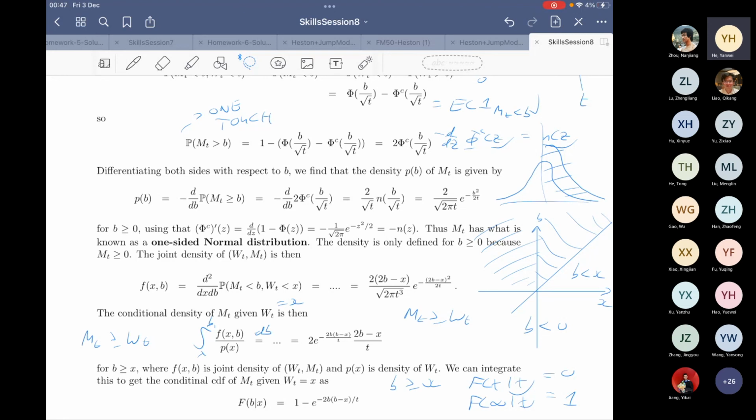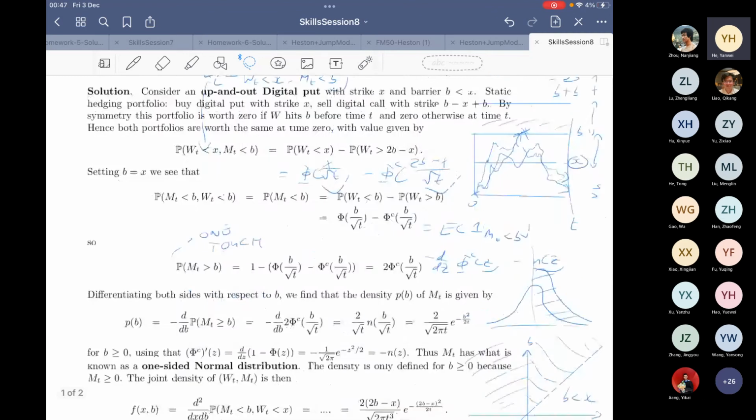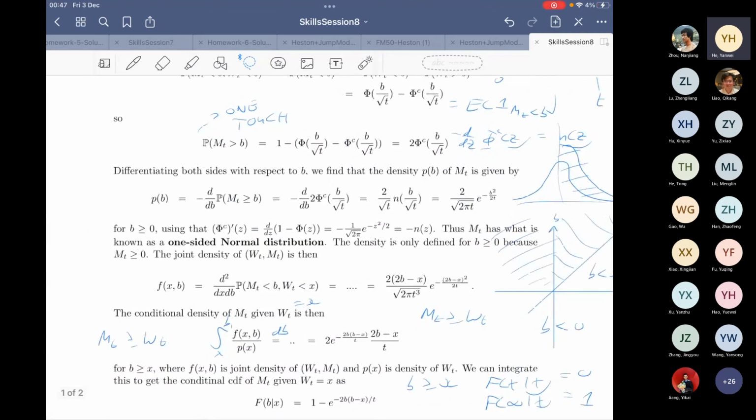So yeah, I forgot about that. Yeah, so that's another interesting point. This is actually quite useful in Monte Carlo. It's not just theoretical. As I said, it gives a nice formula for the distribution function of MT given WT.